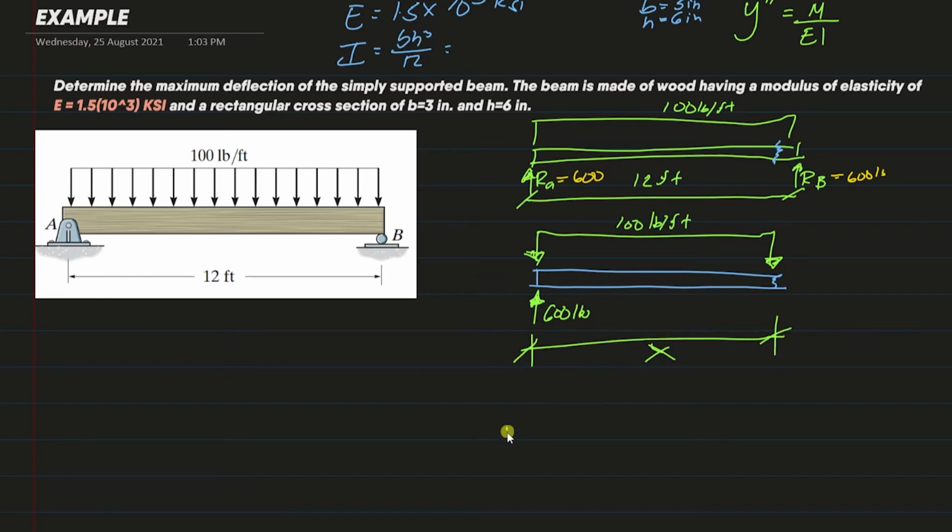Now, let us solve for M. So, let's start here with the reaction na 600 pounds. It will create a clockwise movement, right? So, remember that this is our reference point, pivot point. Kumbaga, iikot siya ganon, magiging clockwise, di ba? So, that would be 600 times. Ano yung perpendicular distance? Of course, X.